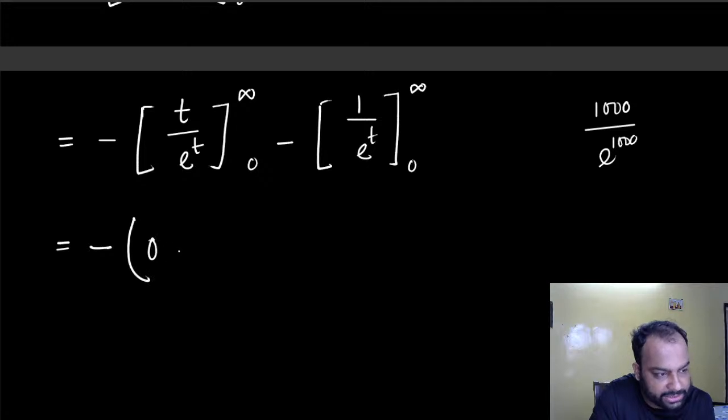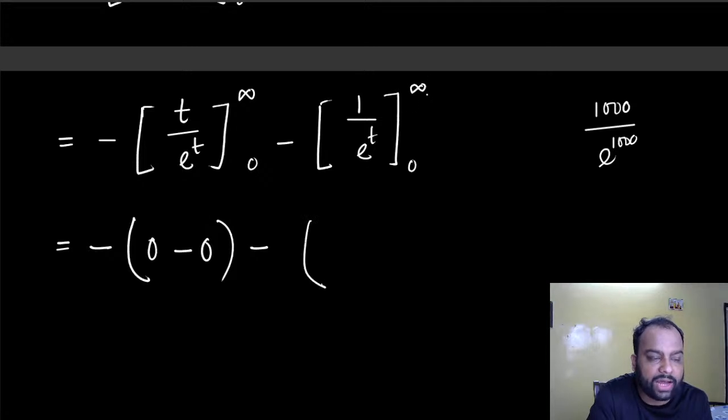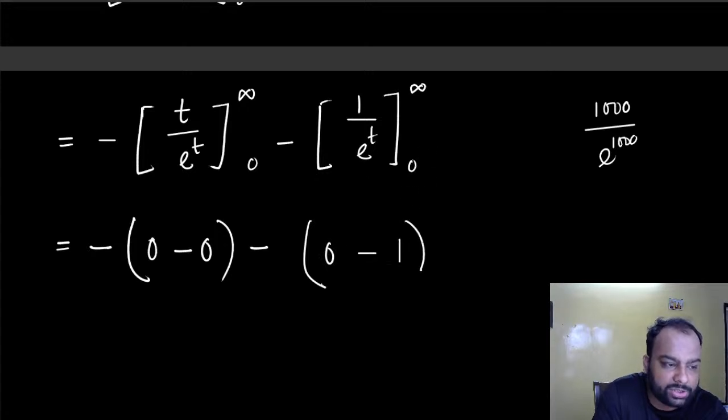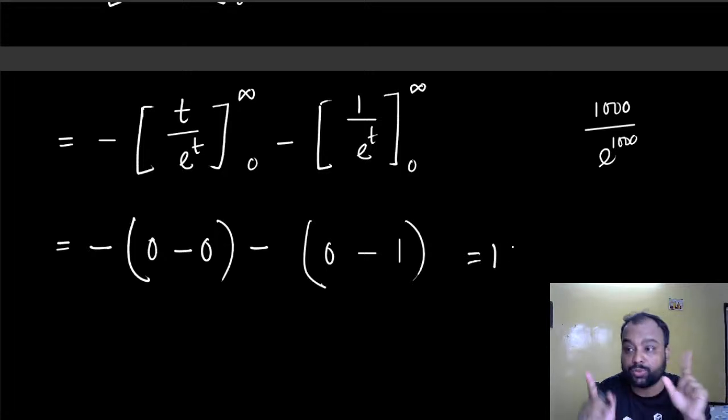So the upper limit gives 0, minus, what if I put the lower limit? If I put 0, then t is 0, e to the power 0 is 1, so I have 0 again, minus. Now again, same thing here. If I put the upper limit here, then I have 1 divided by a very large quantity, so that's 0, minus, and if I put 0 here, then I have 1 divided by 1. So essentially the answer is 1.